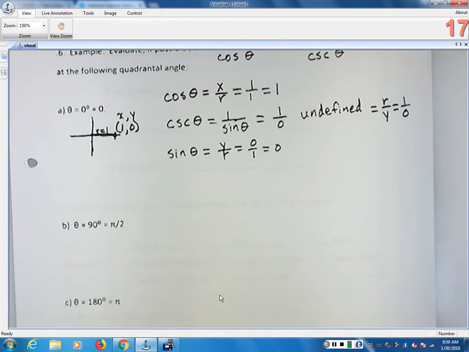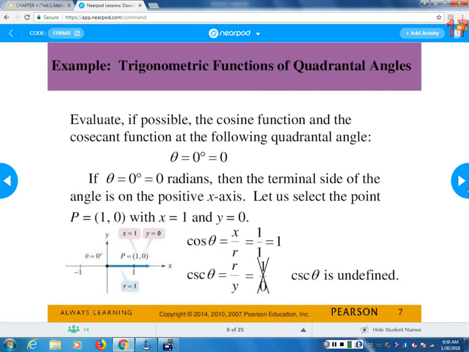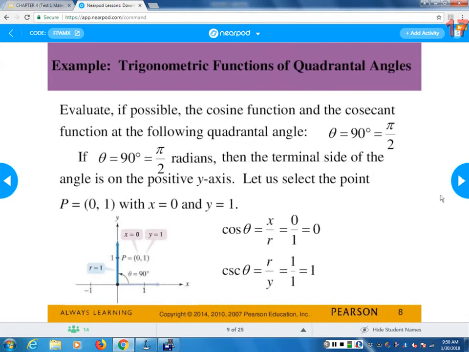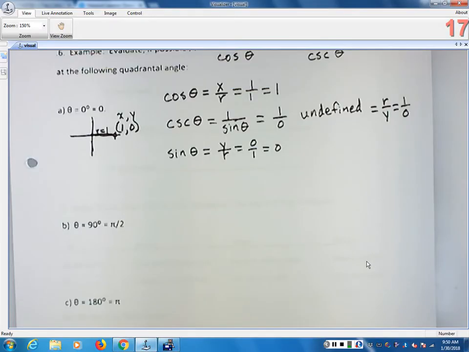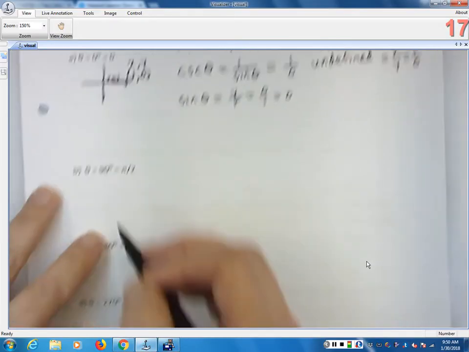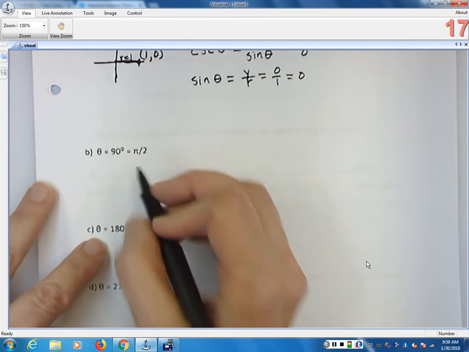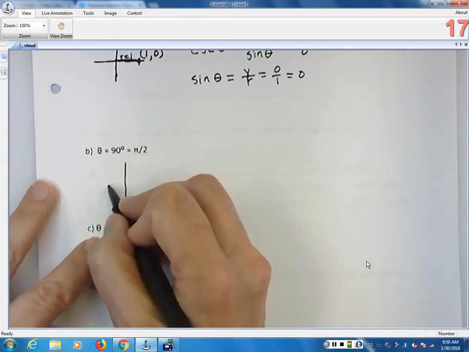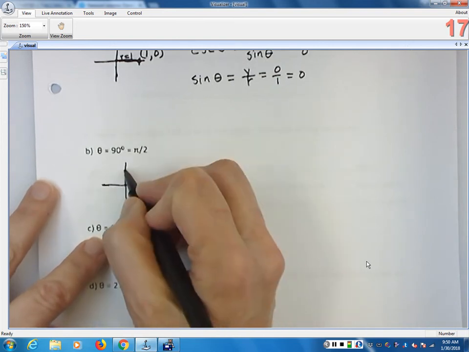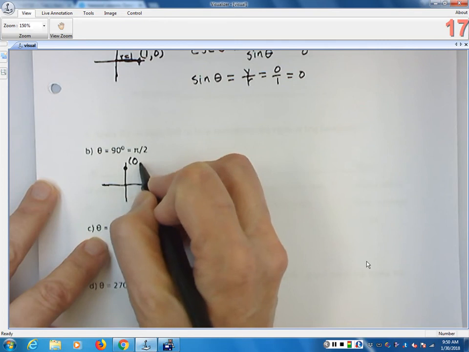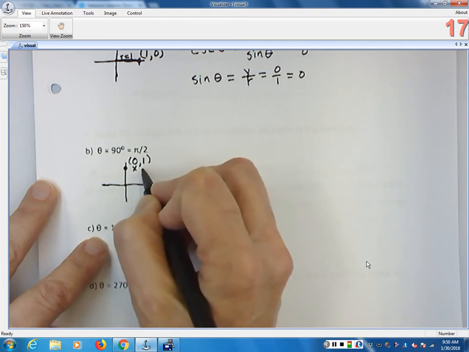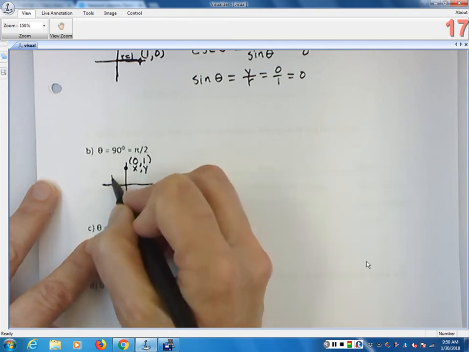Okay, I'm going to move the slideshow. If you have that up, you can be looking at that while we work the problem. Might help you to see that. Theta is 90 degrees, or pi over 2, so we're going to draw a picture. This is the point (0, 1), so that's our x, y, and then r is again 1.